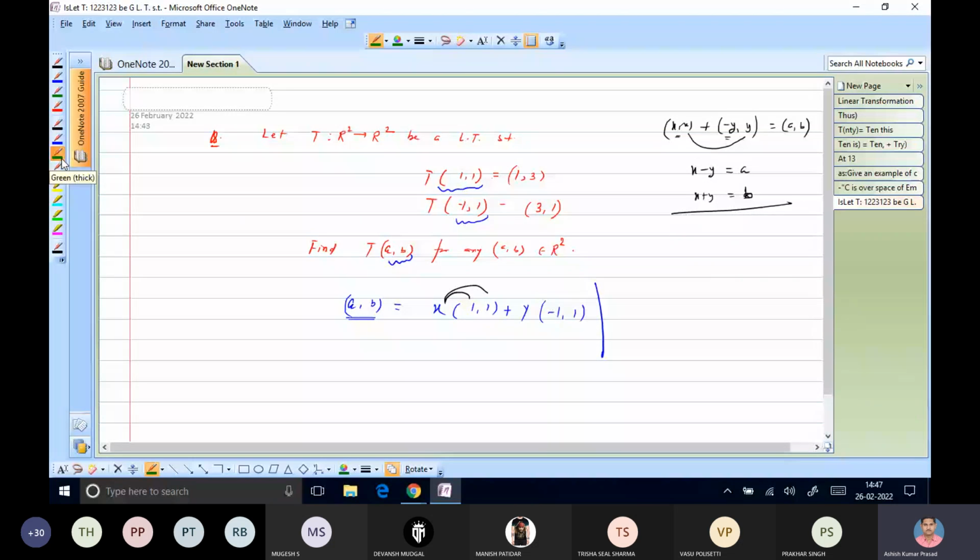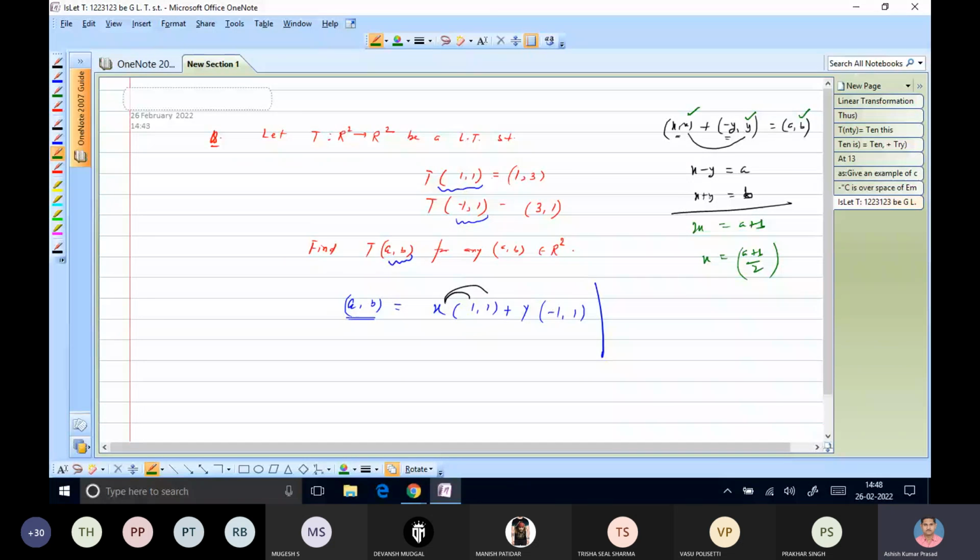So right side is b. So x plus y equal to b. Okay, you add. So x plus x is 2x equal to a plus b. So x equal to a plus b by 2. And now when you substitute this value in any of the equations, you can get y.